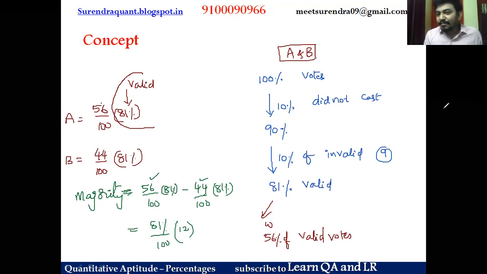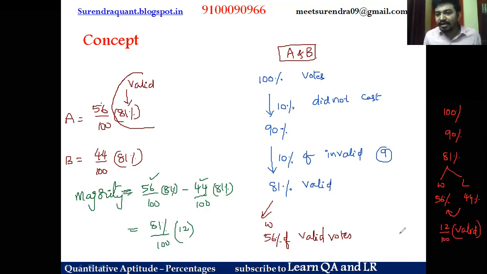Now, how do you write an exam? If 100% votes are there, 10% are not voting, so 90% are casting the votes. 10% of 90 are invalid, so 9% is invalid from 90. So 81% are valid. Now here, winner got 56%, so loser has to get the remaining 44%. Friends, what is the majority for winner? 56 minus 44, so 12% of the valid votes are majority.